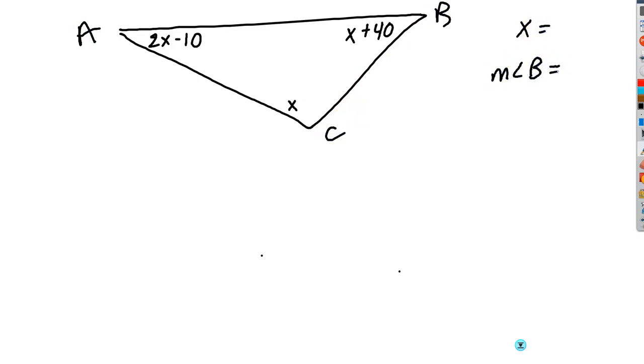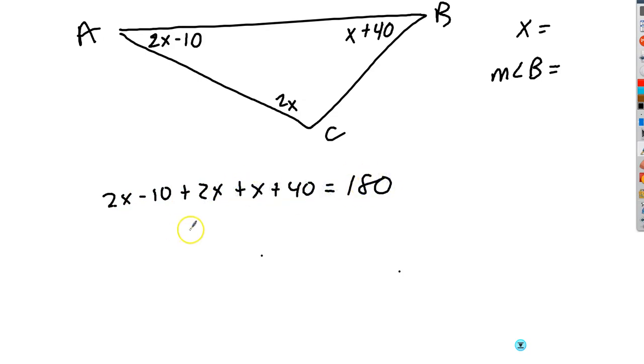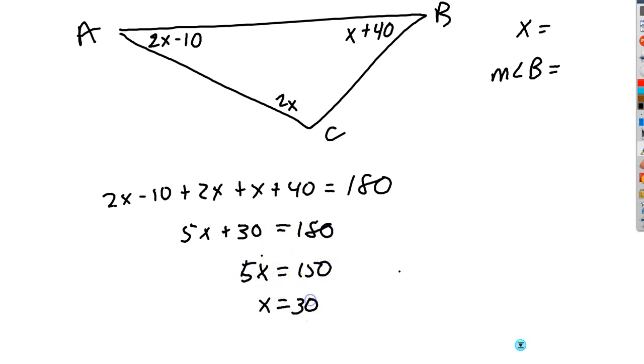Okay, so this one you can add them up. Actually, let's make this 2x. So I have 2x minus 10 plus 2x plus x plus 40. They are all the interior angles, so they should add up to 180. So I end up with 5x plus 30 equals 180, or 5x equals 150, so x is 30. So now we have 30, and then if we want B, we can just plug 30 in. So 30 plus 40 is 70. So that one's a pretty easy one.